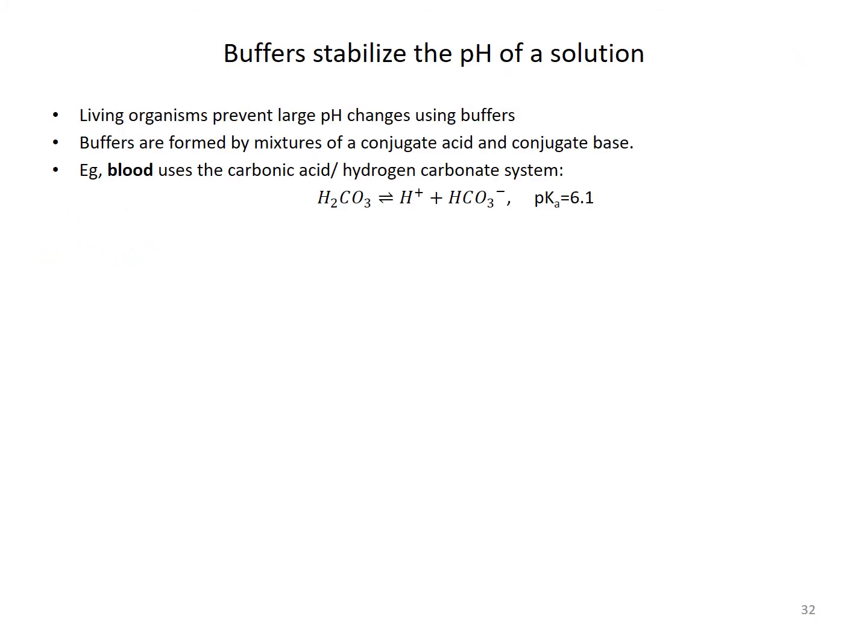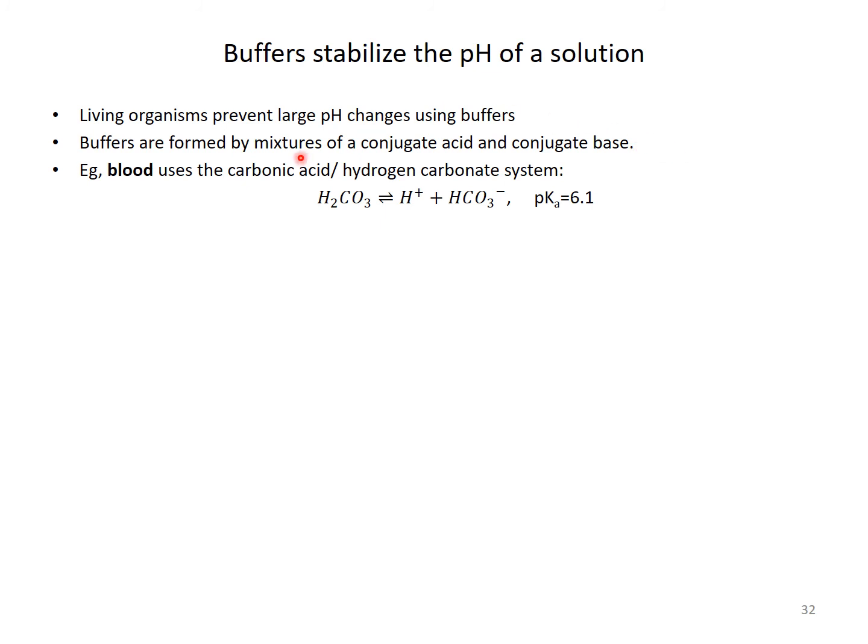So what you have witnessed from the previous example is that amino acids can function as a buffer, which stabilizes the pH of a solution. Living organisms depend on buffers to prevent large pH fluctuations within our cells. So what are buffers? They are basically chemical mixtures which consist of a conjugate acid and a conjugate base.